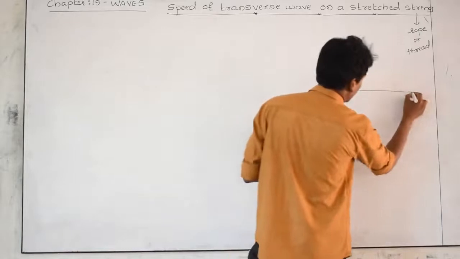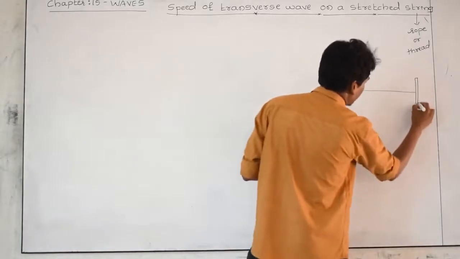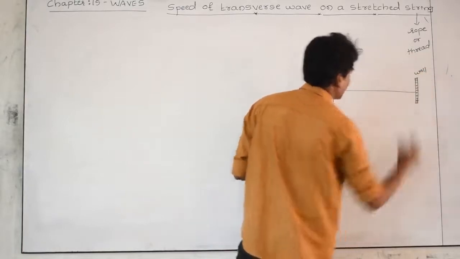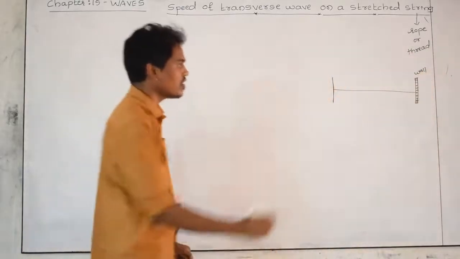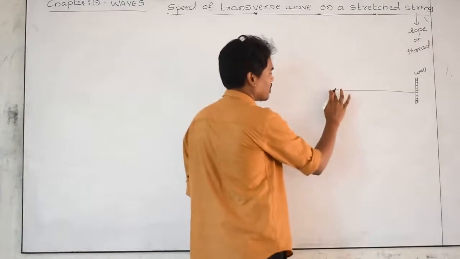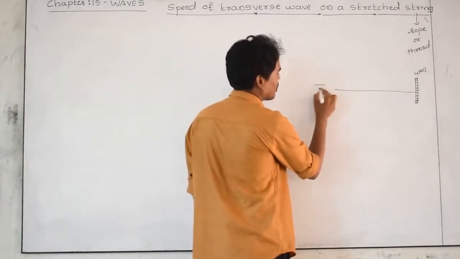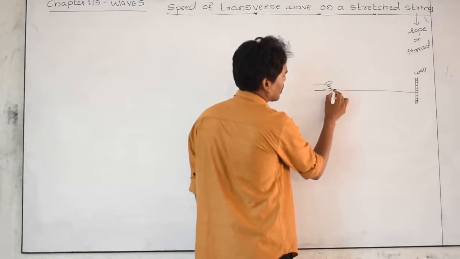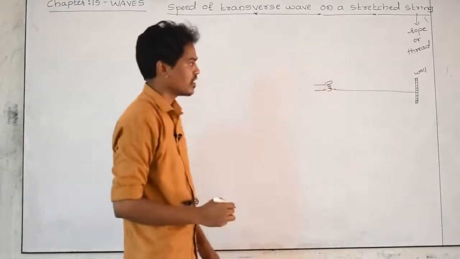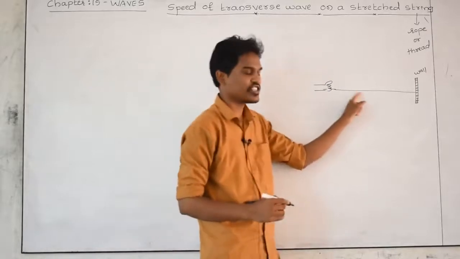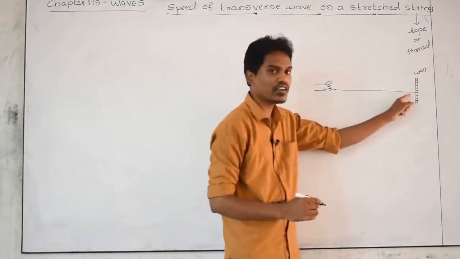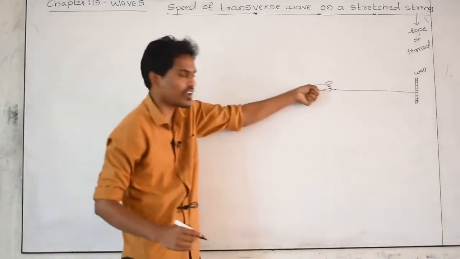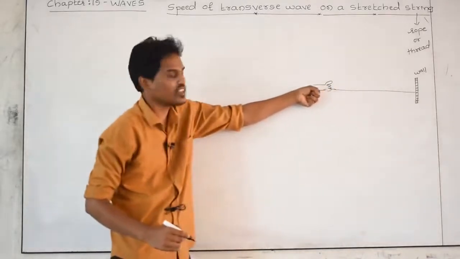This is a rope. One end of the rope is attached to the wall, and the other end is in your hand. You have to produce a tension in the wire. It means don't let the wire go loose. You just stretch the wire, pull the wire to a certain extent.